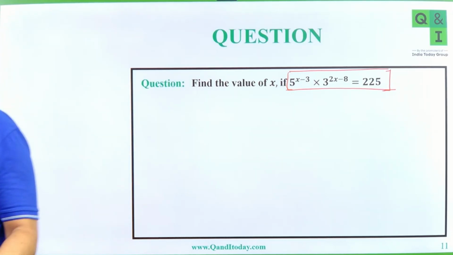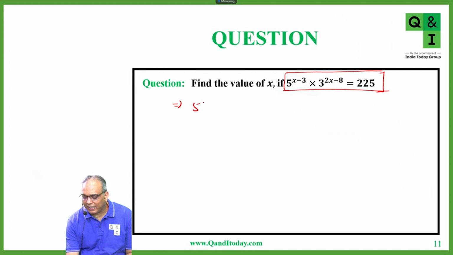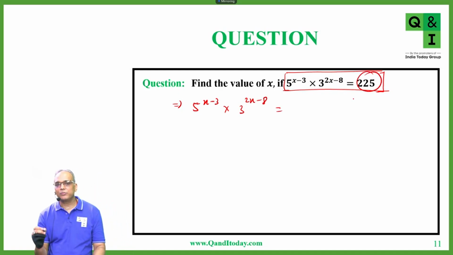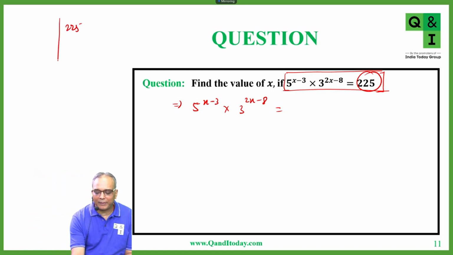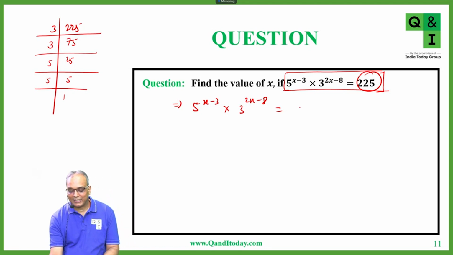So I'll tell you how to do this. Here this can be written as 5 raised to the power x minus 3 into 3 raised to the power 2x minus 8. 225 also needs to be converted as powers of 3 and 5. So if you do a prime factorization of 225, we'll start with the smallest prime number. It's not divisible by 2, so we'll divide it by 3. This is 75. Again by 3 you will get 25. This is divisible by 5, and then by 5 we'll get 1. So this can be written as 3 square into 5 square.